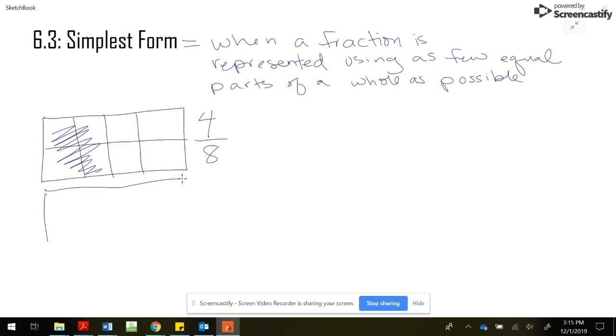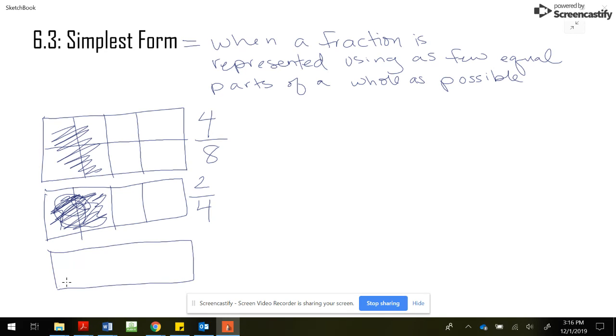If you notice, when I was drawing it, I counted by fourths first. I could shade in all of this, and that's 2 fourths. I'm representing it using a lesser amount. Now, could I shade in, doing the same thing with a lesser amount of fraction pieces, let's say?